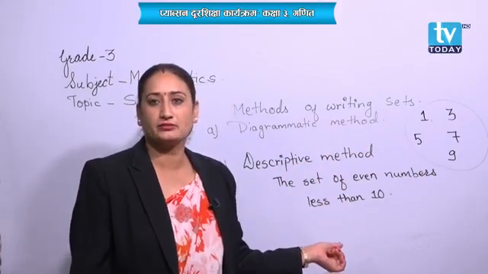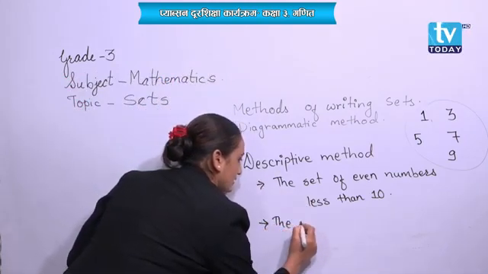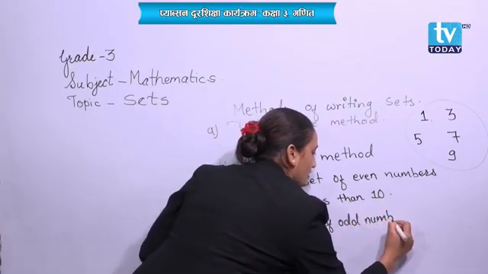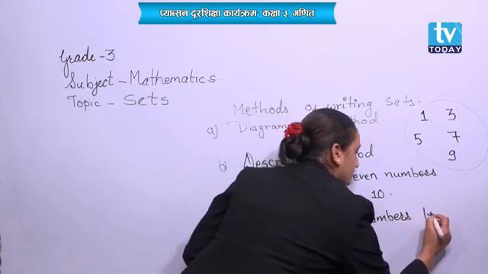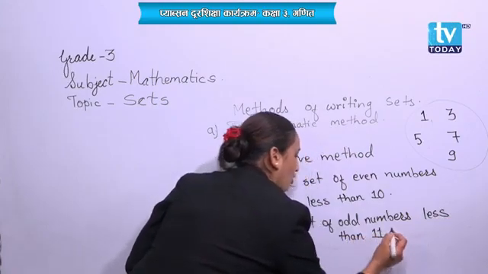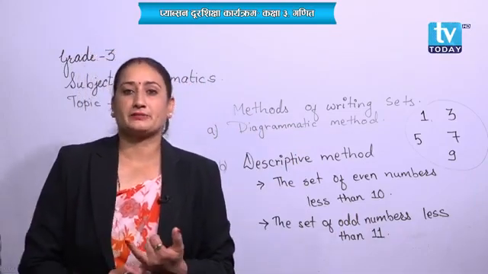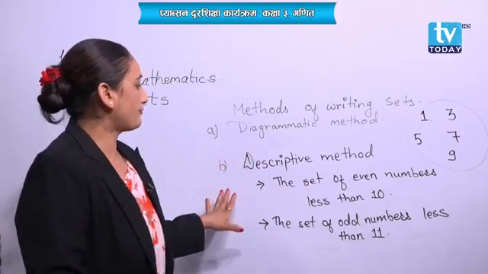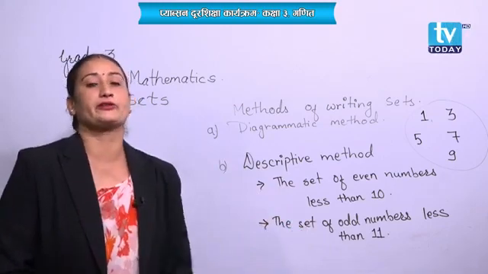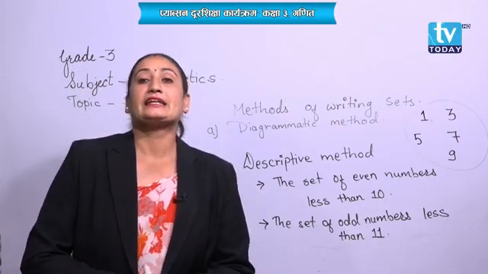Can we write it now? Please write it down. Second is the set of odd numbers less than 11. Okay. Done. Then the diagrammatic method you know well, and the descriptive method also you can do easily. Now the third method you have to listen to very carefully. Third method is the listing method.